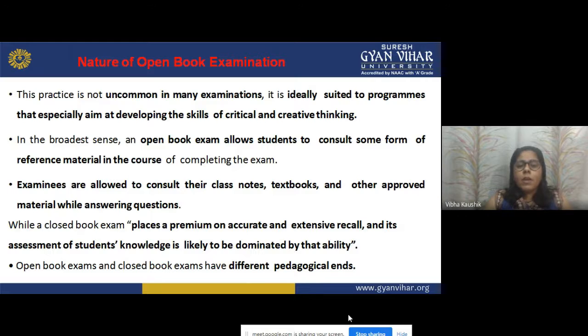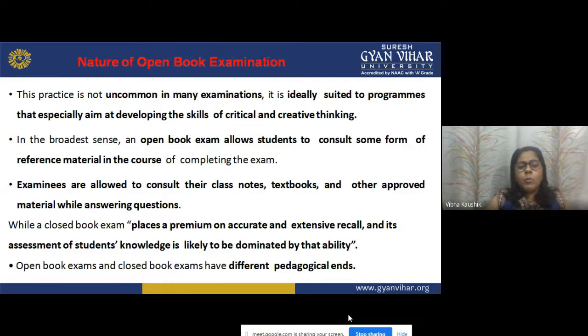In its broadest sense, an open book exam allows students to consult some form of reference material in the course of completing the exam. Now, what is that? The students are given the opportunity to take along with them some reference material or textbooks, and they can refer to these reference materials or textbooks to complete the exams. Examinees are allowed to consult their class notes, textbooks, and other approved material while preparing the answers to the questions.